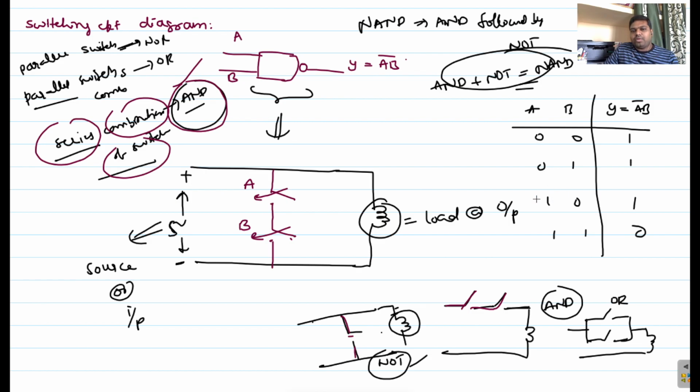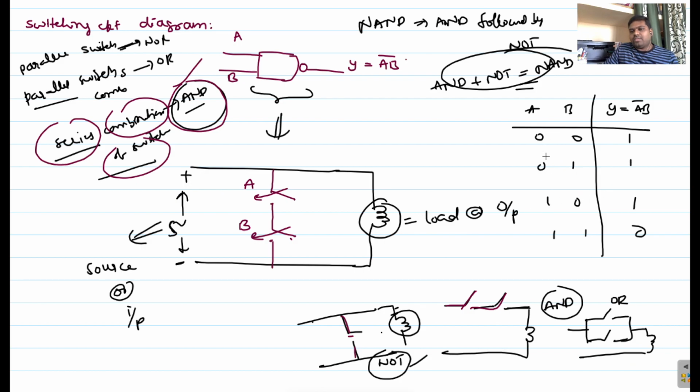If any one of the inputs is 0, that means definitely one switch is open. If one switch is open, the current will not flow in that particular path. Okay, current always exists only in a closed path. Current will not exist in an open path. So if any one of the switches is open, this is a completely open path. In that case, current will not flow through this path. So the entire current flows through this particular load. In that case, the load will be activated, so the bulb will glow. The bulb glowing is equivalent to logic 1.